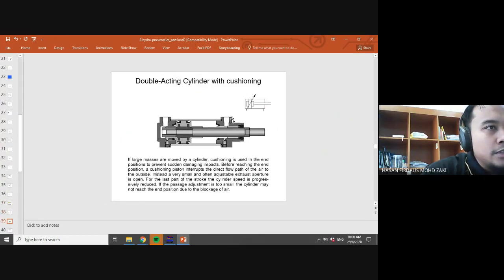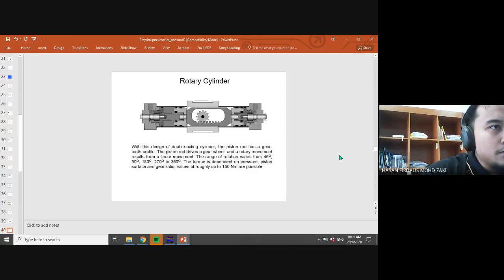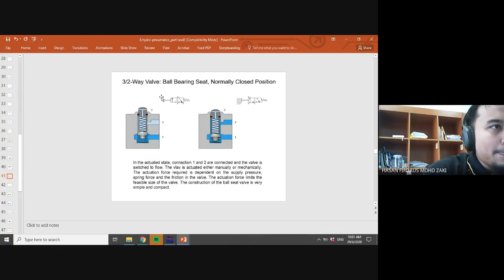Double acting cylinder with cushioning. Cushioning means that it will not damage the cylinder. It is just a different type of cylinder, but the working element and the working methodology are the same. So, 3/2-way valve. This one is the cross-section of the 3/2-way valve, and this one is the pneumatic symbol.